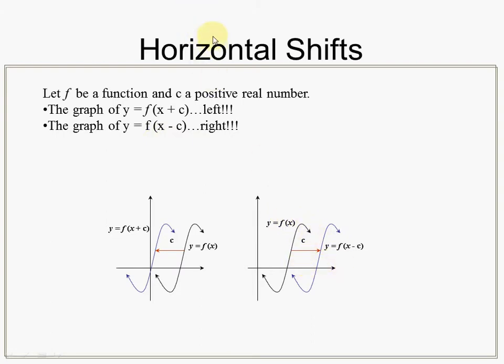So unlike the vertical shifts where we actually go upwards if it's positive c and downwards when it's negative c, for the horizontal shifts we do the exact opposite. If it's plus c, to the left. If it's minus c, to the right.